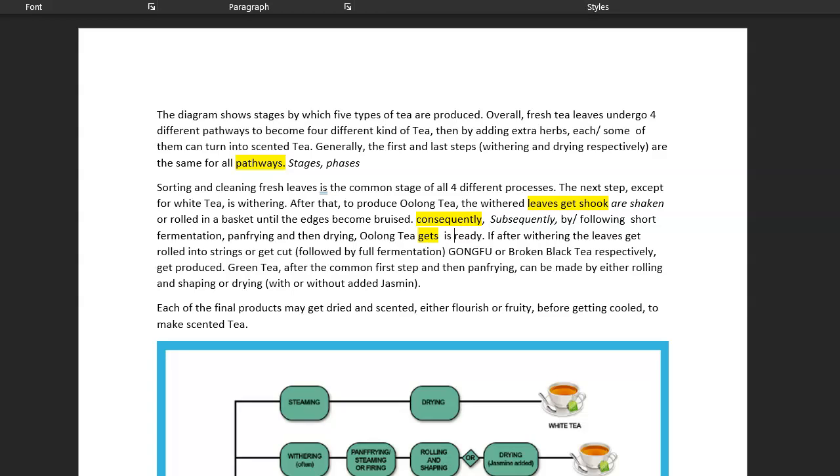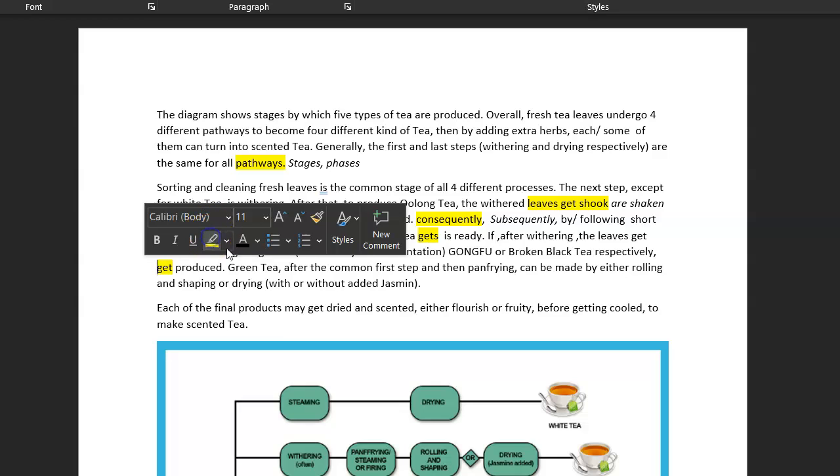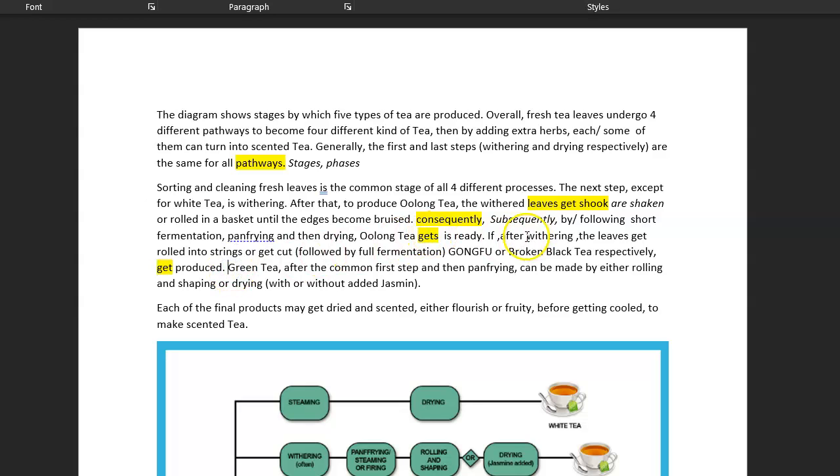If after withering the leaves are rolled, so if, comma, after withering, comma, the leaves then again are rolled into strings or cut, so get rid of that, so are rolled into strings or cut, gongfu or broken black tea respectively are produced. So just watch this verb get. Okay, really, but I love the structure. It's very neat and very high level. I really, really like that.